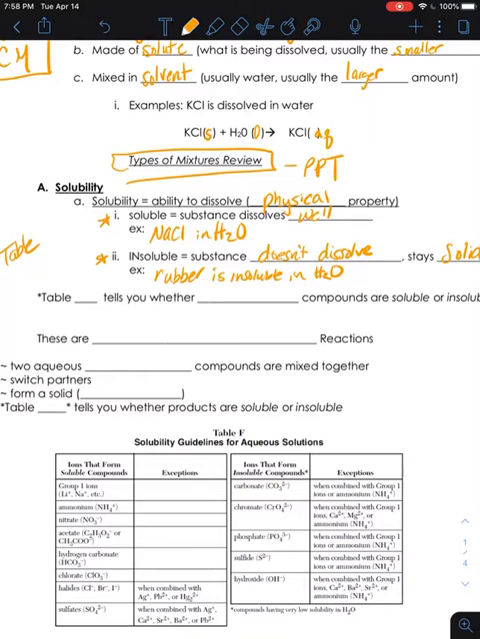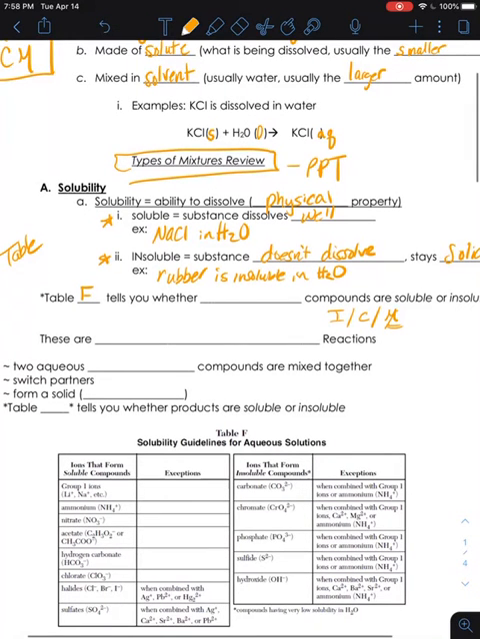So we're going to be using Table F. Table F takes those two terms and tells you whether or not something is going to be soluble or insoluble in water. So just keep in mind, we have three types of compounds. We have ionic compounds, covalent compounds, and metallic compounds. So if you think about it, two metals you can't mix together in a liquid and have it dissolve. So that's probably not a solution.